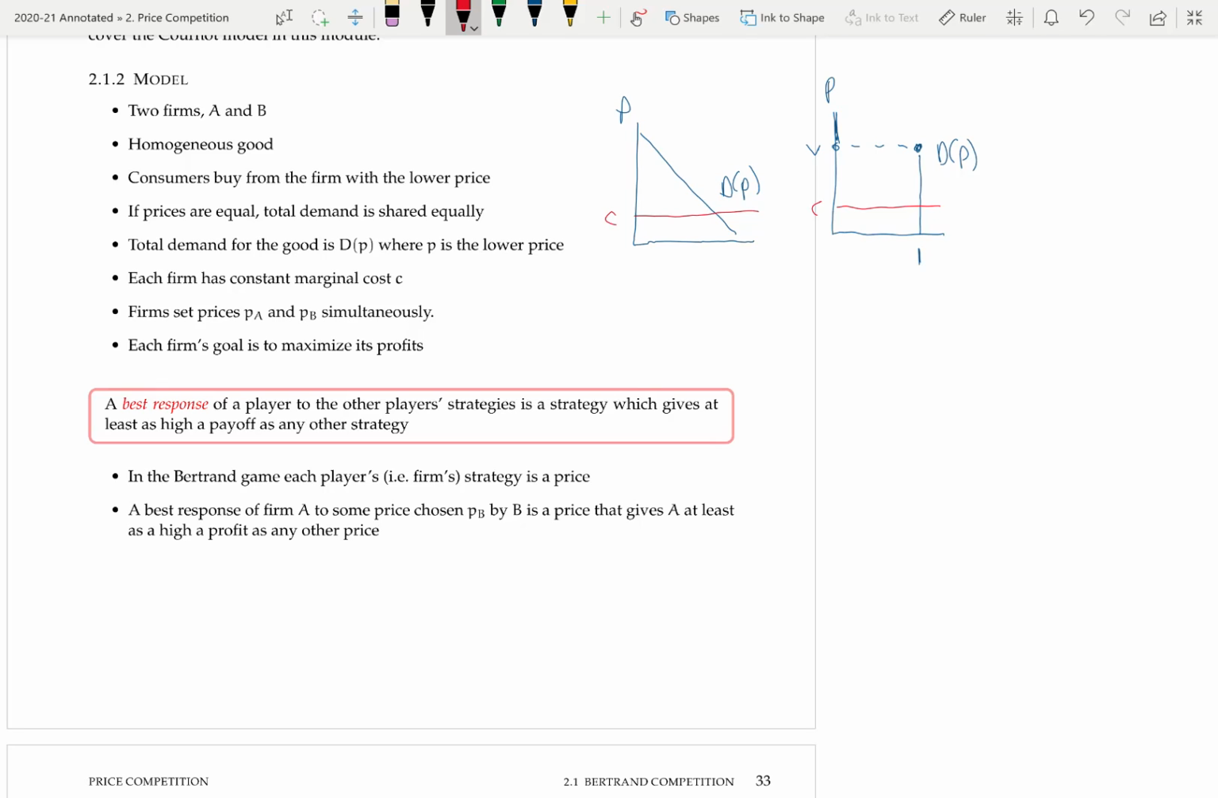In order to solve this model, in order to find the equilibrium prices, we use game theory. We're looking for a Nash equilibrium. And in Nash equilibrium, each firm plays a best response. A best response of a player to the other player's strategies in the game is a strategy which gives at least as high a payoff as any other strategy. So in the Bertrand game, each firm's strategy is a price. A best response of firm A to a price chosen by firm B is a price that gives A at least as high a profit as any other price.